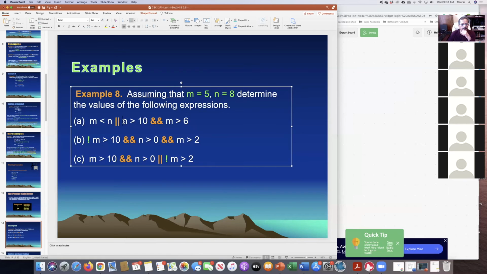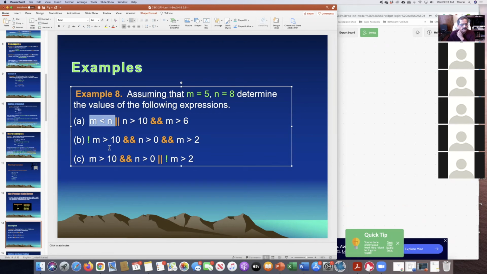Why did I go wrong? So I was wrong. N greater than 10 is false and m greater than 6 is false. So this whole thing is false. And m less than n is also false. So it is false. I was wrong. Sorry about that. So the first one is false. I guess I rushed it. Okay, going to the second one.